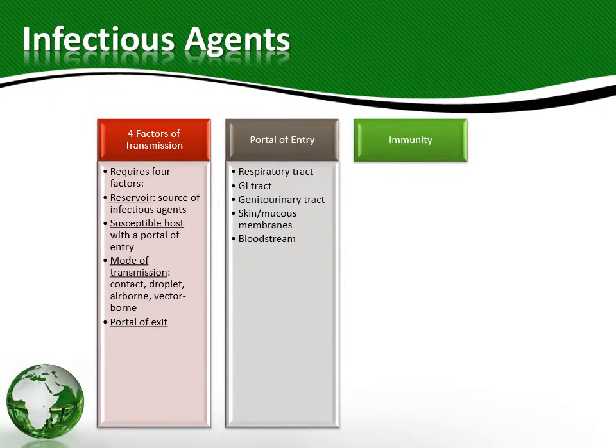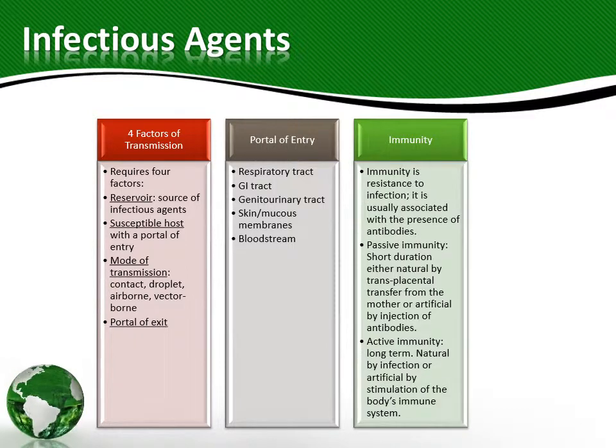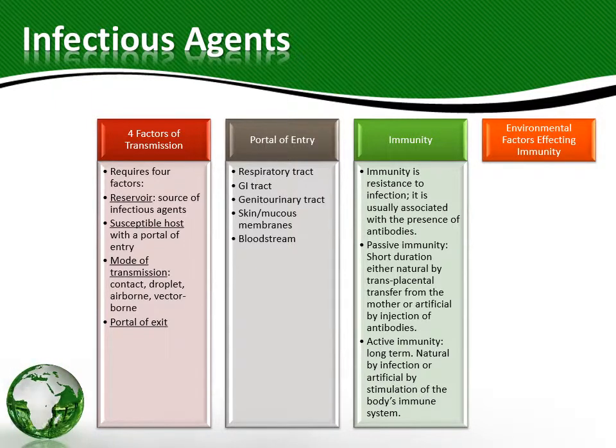Okay, let's discuss immunity. Immunity is resistance to infection. It is usually associated with the presence of antibodies. There's passive immunity, which is of short duration, either natural by transplacental transfer from the mother or artificial by injection of antibodies. Then there's active immunity, and this is long-term, and it's natural by infection or artificial by stimulation of the body's immune system. There are environmental factors that can affect immunity.